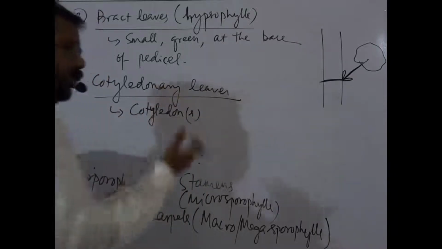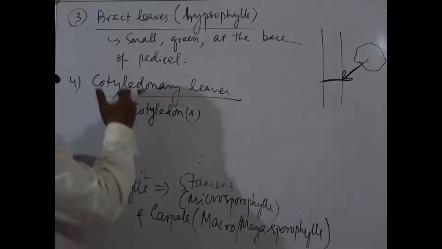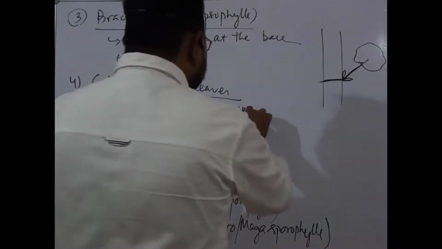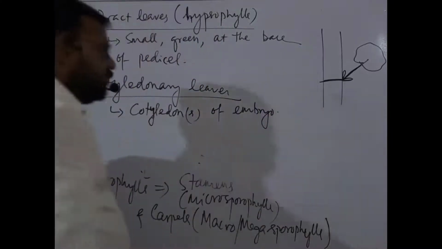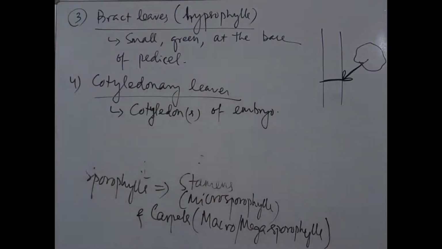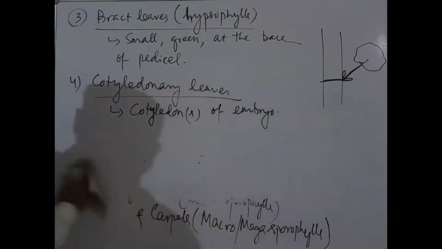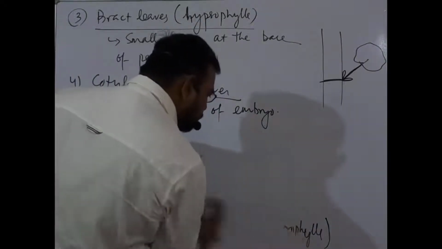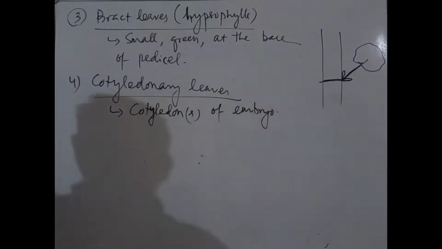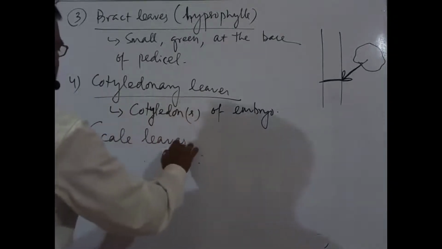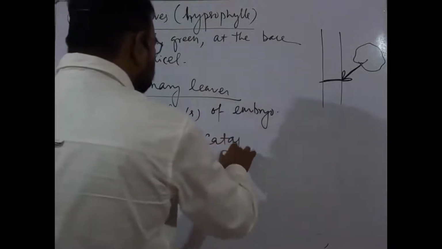Cotyledon or cotyledons: in monocot there is a single cotyledon, in dicot there are two cotyledons. So the cotyledon or cotyledons of the embryo are known as the cotyledonary leaves. So different kinds of leaves are present. Another kind is scale leaves or the cataphylls. Scale leaves are known as cataphylls.